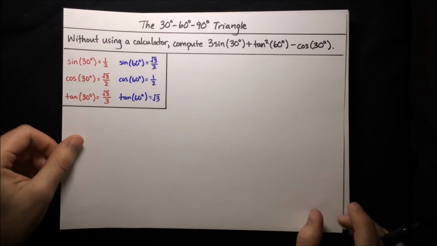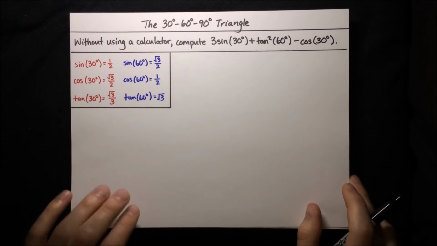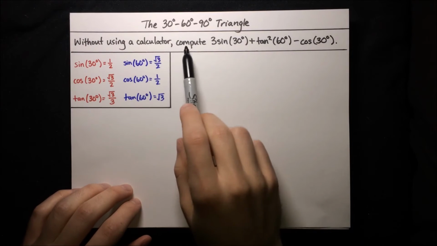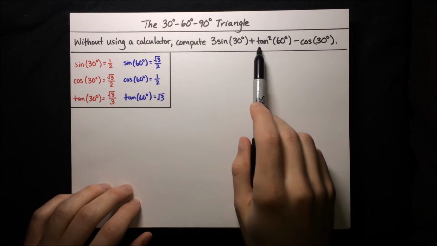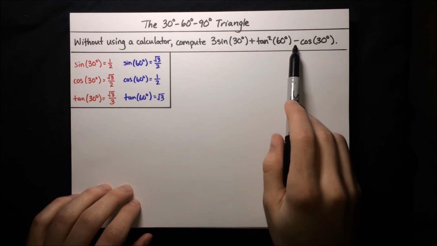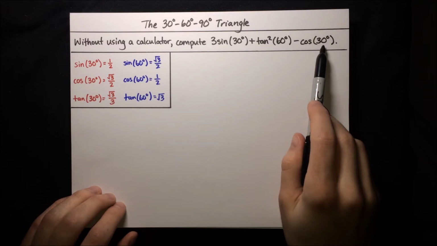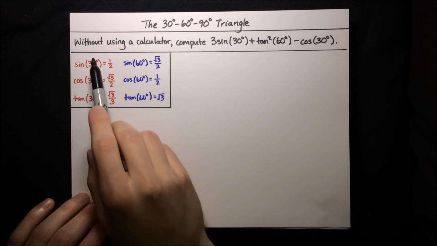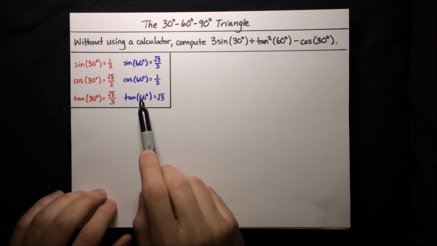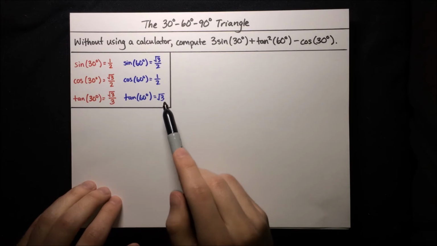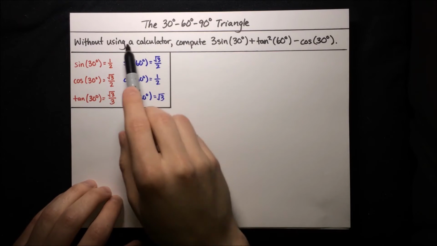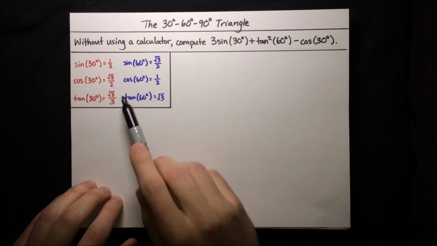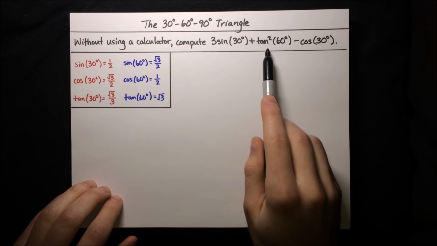All right, here is another example. Without using a calculator, we want to compute 3 sine of 30 degrees plus tangent squared of 60 degrees minus cosine of 30 degrees. And thankfully, we already worked out sine, cosine, and tangent for 30 degrees and 60 degrees in the previous slide. So this is going to be pretty straightforward.